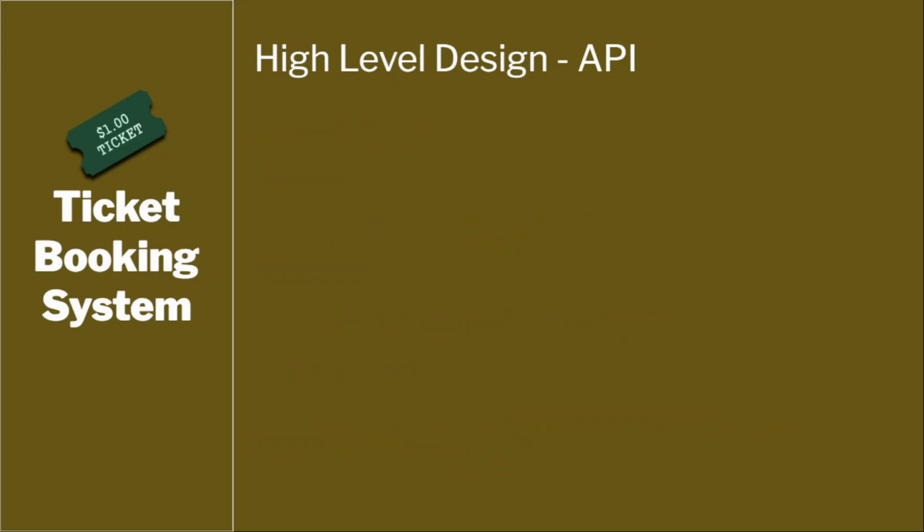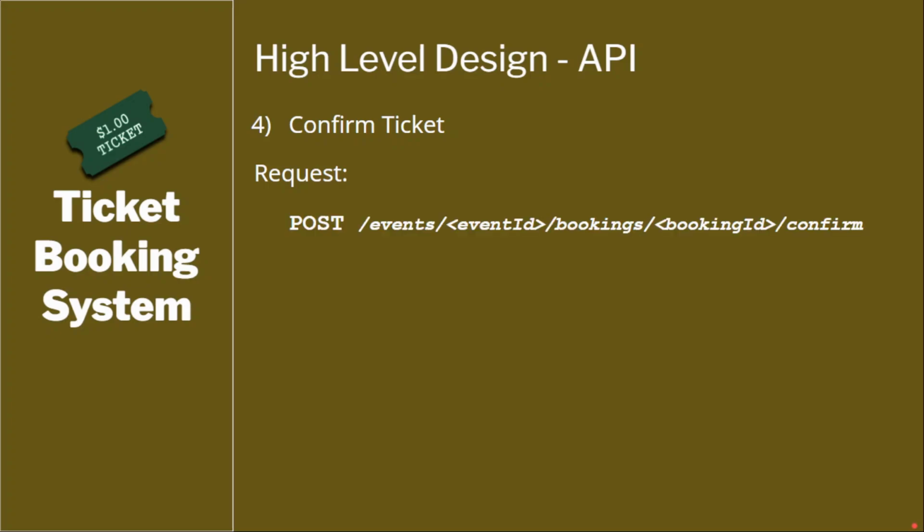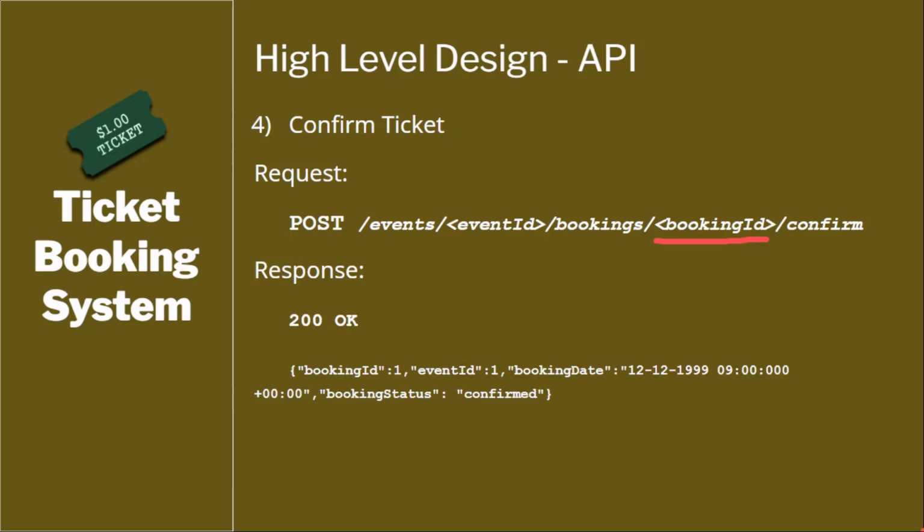To confirm the booking, we need an API. The API URI is /events/event ID, which tells which event ID we are referring to, /bookings/booking ID. This is the ID which we got from the previous API, /confirm. Now this API is used to confirm the booking. On success, we update the status of the booking to confirmed.